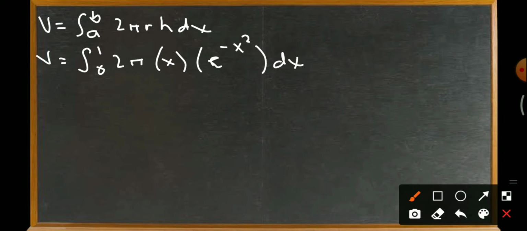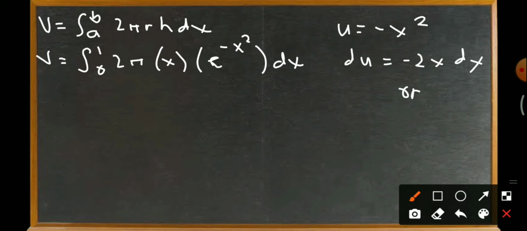So we will use u substitution. Let u is equal to negative x squared, du is equal to negative 2x dx, or dx is equal to negative 1 over 2x du.